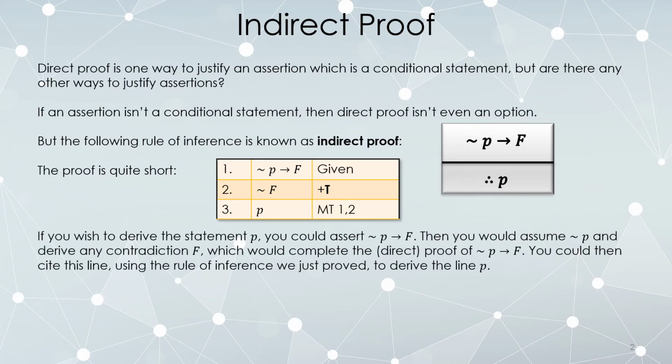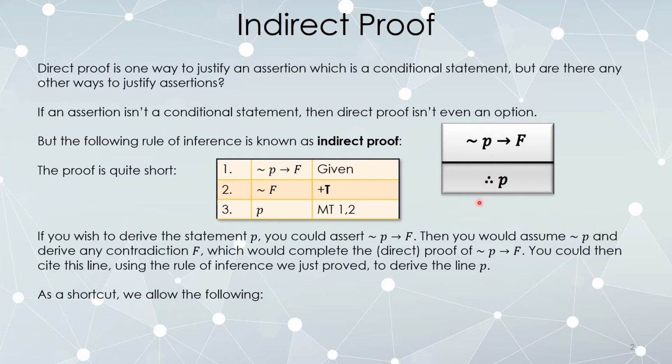So if you want to derive the statement P, what you can do is you could assert the statement, the negation of P implies contradiction. Then you could do a direct proof of this by assuming negation P and working towards some sort of contradiction. That would complete a direct proof of your assertion that negation P implies contradiction. Now that you've asserted and justified that the negation of P implies a contradiction, you can use this rule of inference to conclude P. But there's a shorter way to do this.